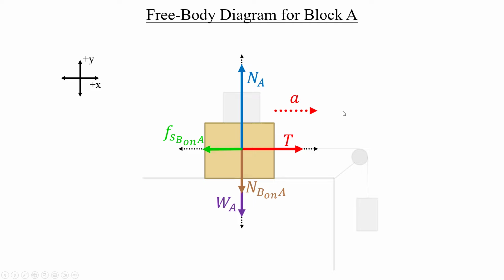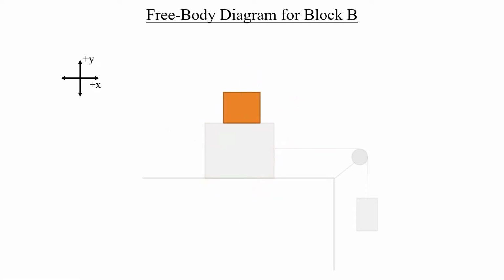And that's it. We're free to move on to block B. So what about this block? Well, we do the same process, starting by imposing those axes. That's not really all that different. We can also start with block B's weight. That will point directly down. Also pretty obvious. But perhaps not so obvious is the normal force now for block B.